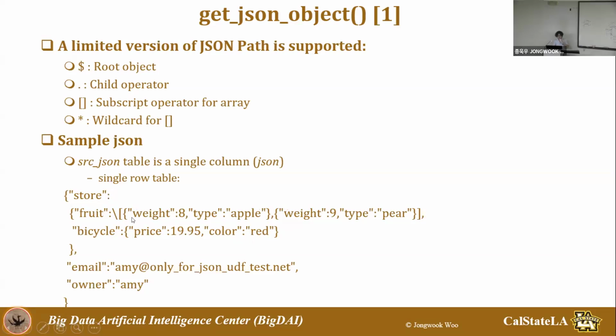But for fruit, you could have a list of fruit, and then you can put it as an array that starts with a square bracket. And then for each fruit, you have a weight, like 8 pounds, and type is apple. And the second fruit has weight 9 pounds, type is pear. So this is how you can represent the elements in JSON format.